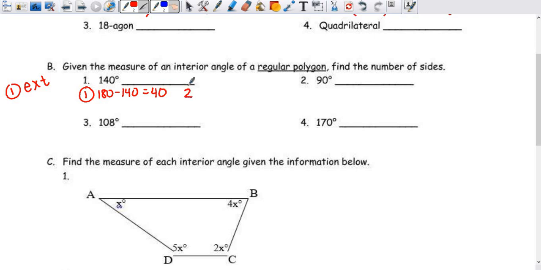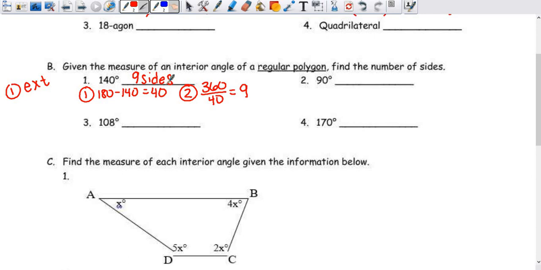And then step 2 is to take the sum of exterior angles, divided by one exterior, and we'll get our number of sides. So 360 divided by 40 is 9. So we have a 9-sided shape, okay, which is a nonagon. But we are just looking for the number of sides, so we can just write 9 sides.